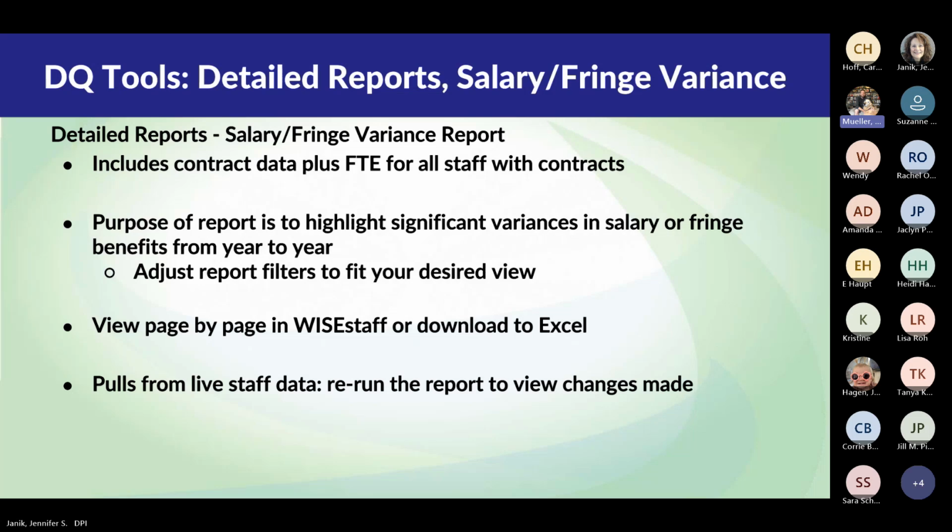The salary fringe variance report is similar to the admin salary fringe report in that it includes salary and fringe data for the previous and current year, but it also lets you set your own filters and highlights records that fall outside your selected variance ranges. As with other reports, this shows the most current staff data and can be downloaded into Excel, but I would utilize the highlighting that the report screen has to draw attention to records that vary significantly from last year. Let's take a look at the report on the next slide.